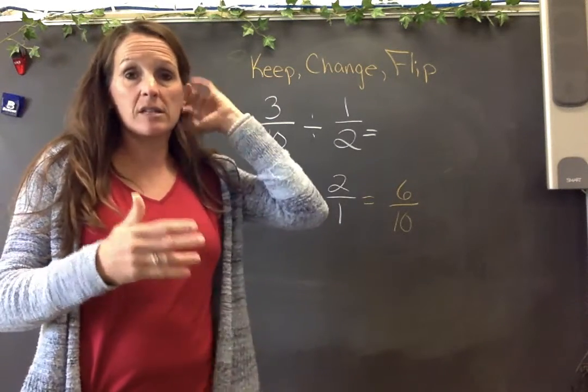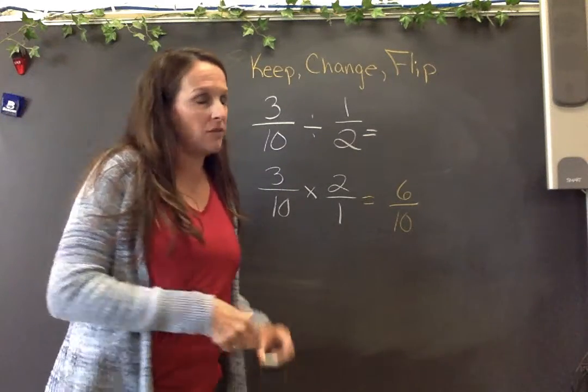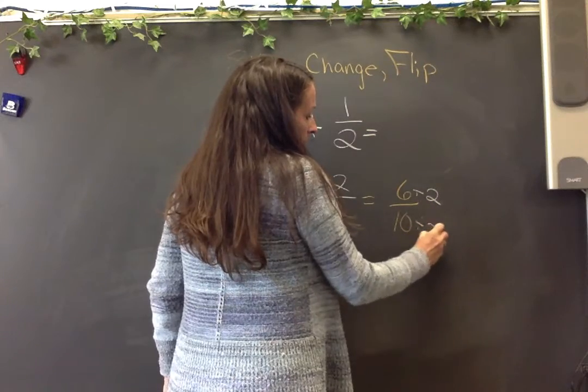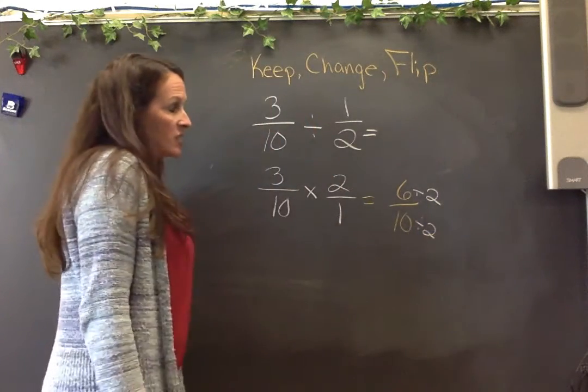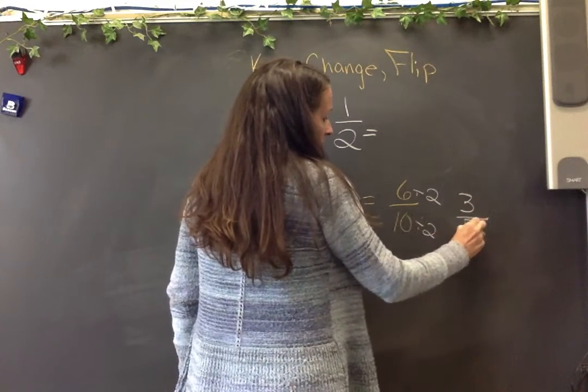So first I'm going to see, does 2 go into 6? Does 2 go into 10? The answer is yes, it does, because they're both even numbers. So remember, whatever I do to the top, I have to do to the bottom. 6 divided by 2 is 3. 10 divided by 2 is 5.